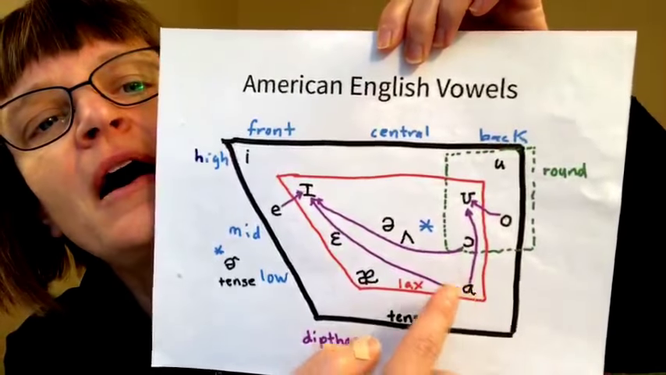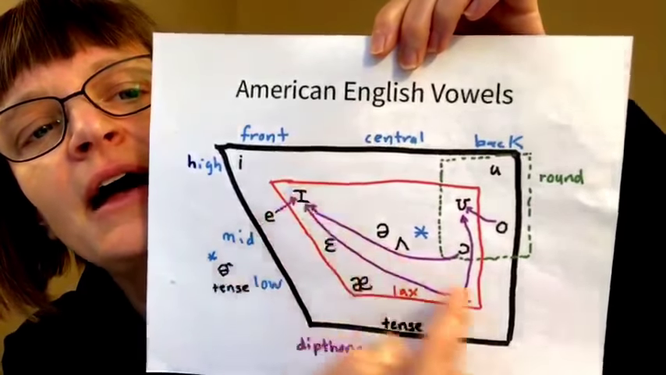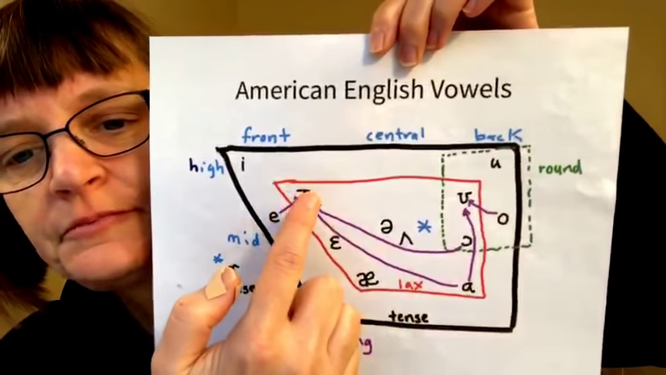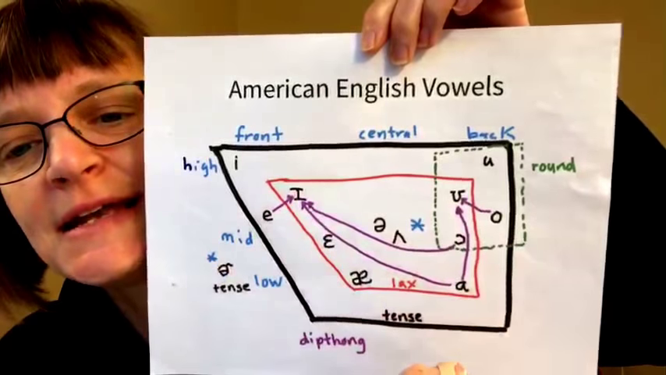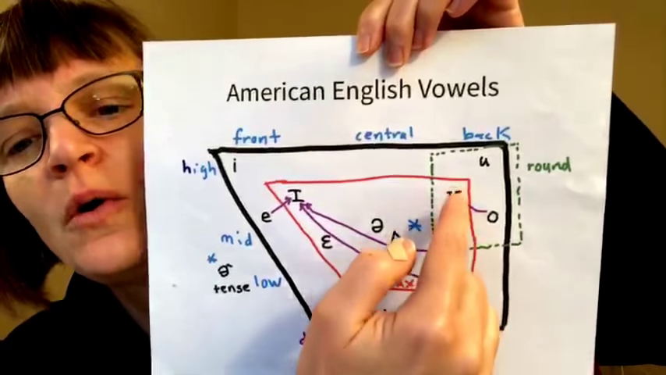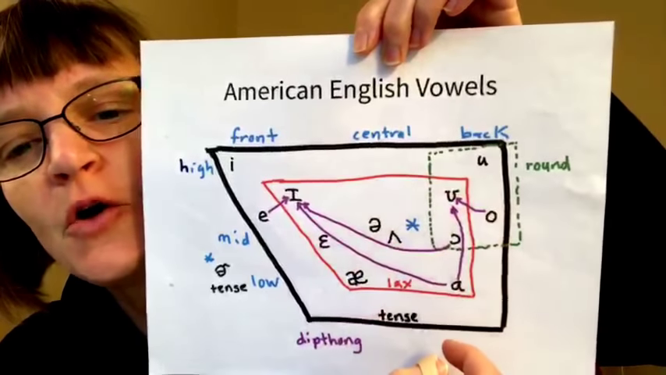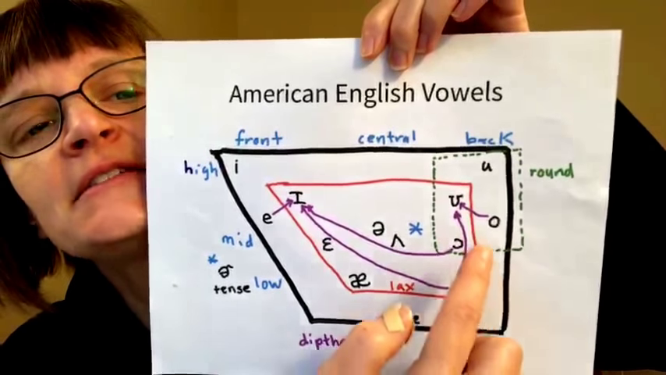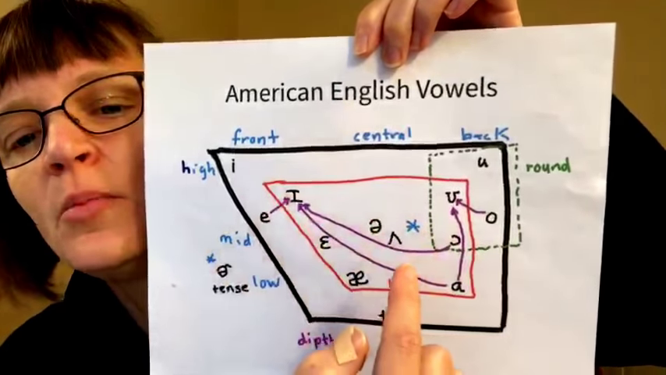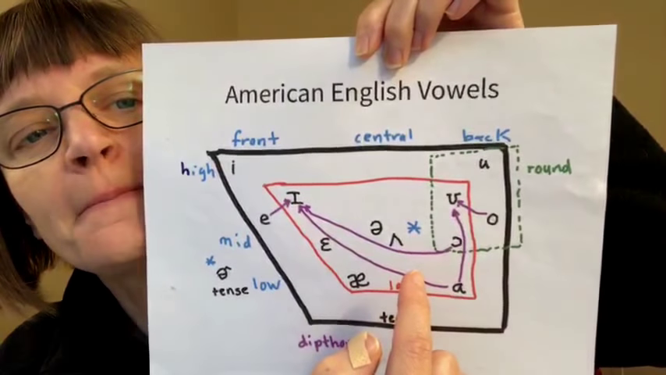So from A to E, I. Basically, we think of that as American letter I. I recommend white knight. For A to U, ow, I recommend brown cow. And lastly, O to E, oy, noisy boy.